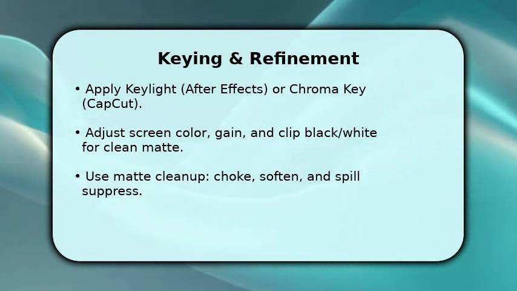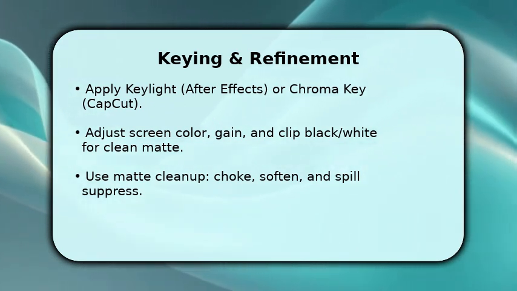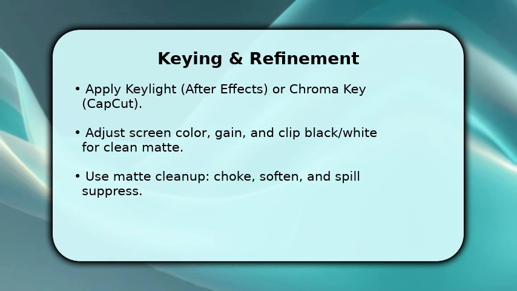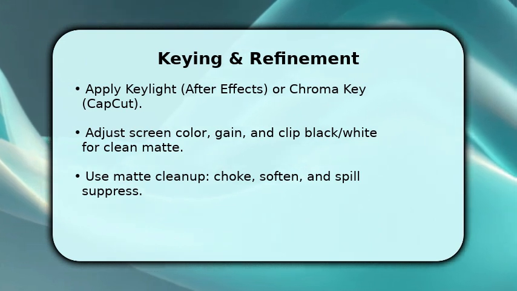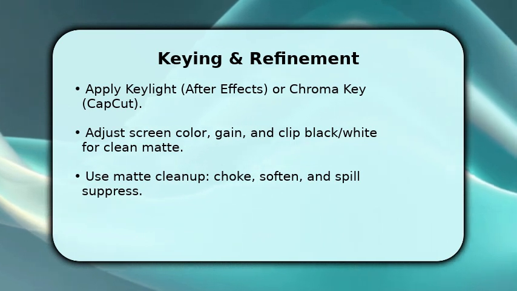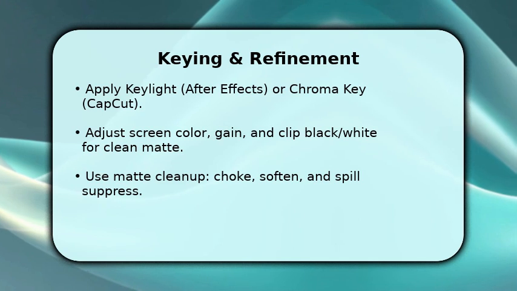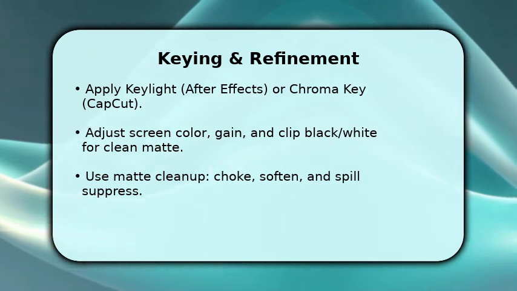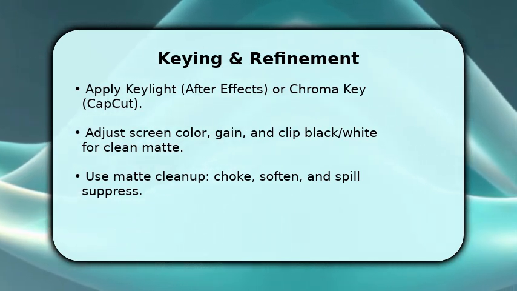Once the bulk is gone, refine the matte by adjusting clip black and clip white or using choke and soften to fix edges. Add spill suppression to remove residual green on hair and reflective surfaces. You might use an edge feather or simple blur for natural integration into the background.